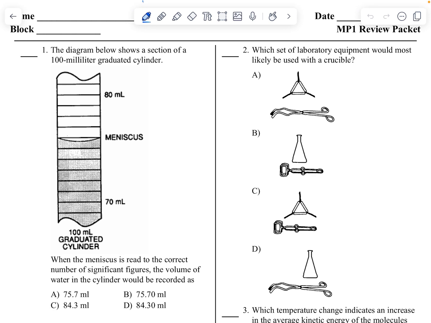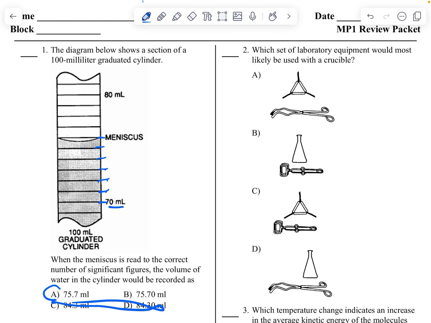Okay, so the first thing you need to do is take a look at the scale. So it looks like here's 70 and here's 80. So each of these go up by 1 whole milliliter, which means you can estimate one place beyond that, which would be the 10th place. So only one beyond what is written here. So 70, 71, 2, 3, 4, 5, 6. So between 75 and 76. So we're down to A and B. And it looks like it's right a little bit over half. So I'm going to go with 75.7.